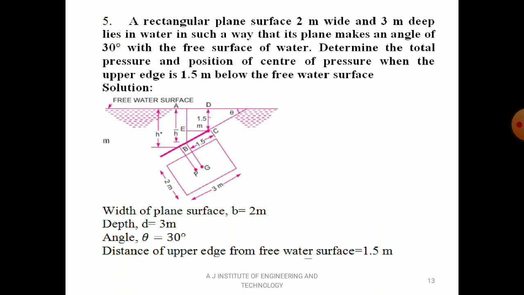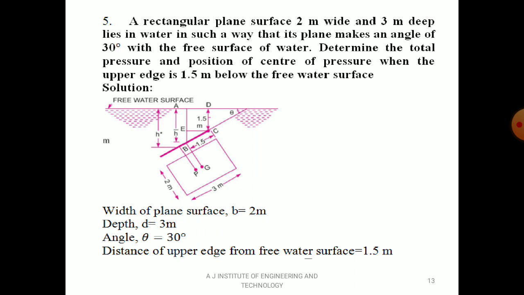Next, fifth problem. A rectangular plane surface 2 meter wide and 3 meter deep lies in water in such a way that its plane makes an angle of 30 degree with the free surface of water. Determine total pressure and position of center of pressure when the upper edge is 1.5 meter below the free water surface. So this problem is related to inclined plane surface. So a plane surface is rectangular in shape with 2 meter width and 3 meter deep. It lies in water, submerged in such a way that its plane makes an angle of 30 degree with the free surface of water. Determine total pressure, that is F, and position of center of pressure, that is S star, when upper edge is 1.5 meter below the free water surface.